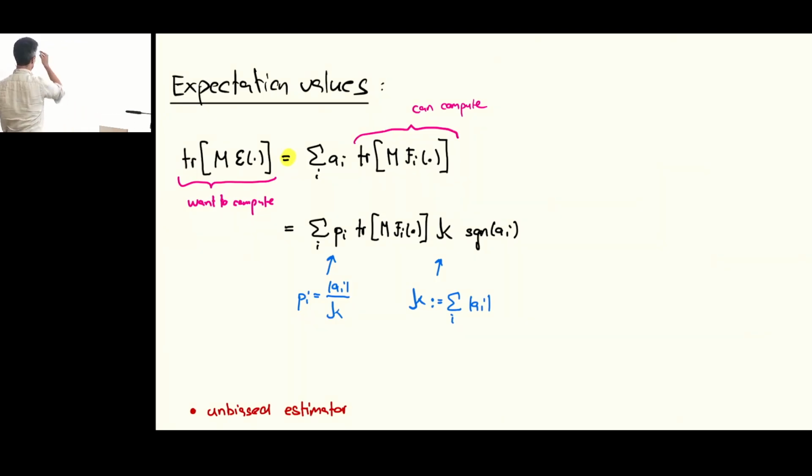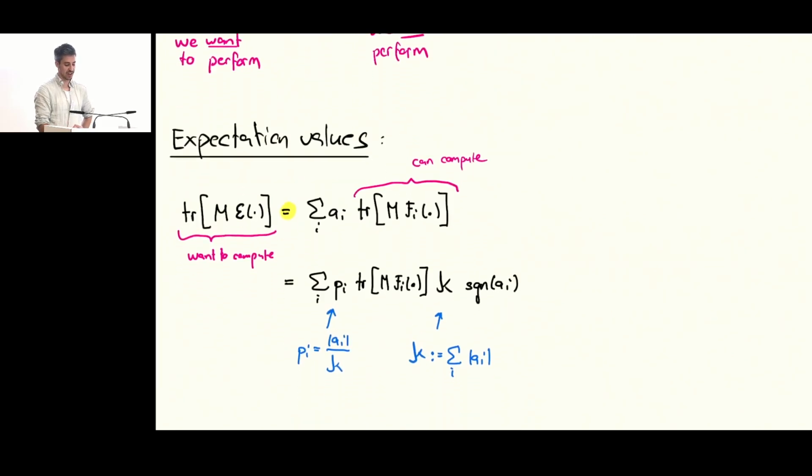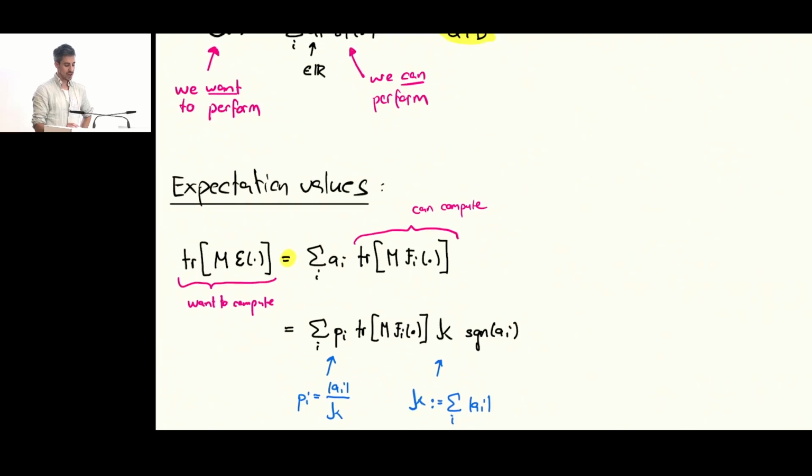Okay, what does this mean? This is the expectation value we would like to evaluate, but again, we cannot evaluate it directly because we cannot run the operation E. But instead we have this quasi-probability decomposition, this linear combination, so we just plug it in here. Then we see that we have a linear combination of expectation values we can run on our hardware, which are these here.